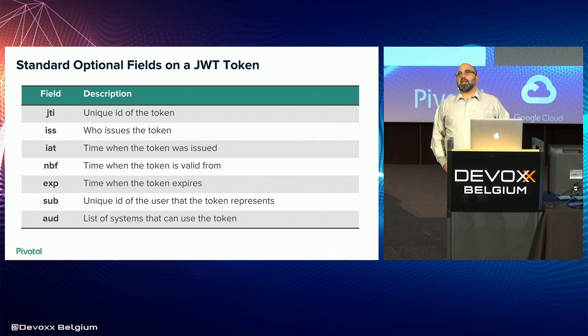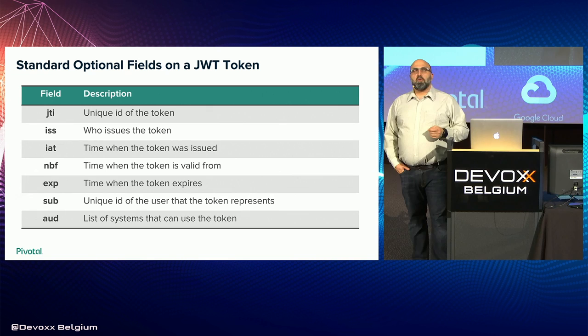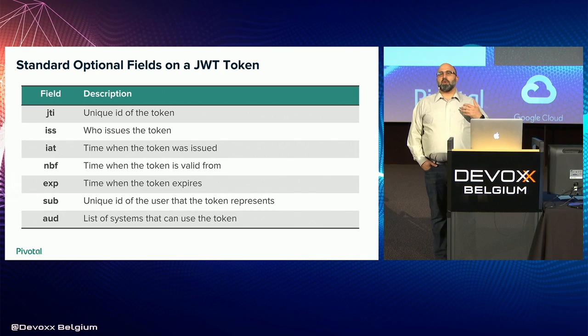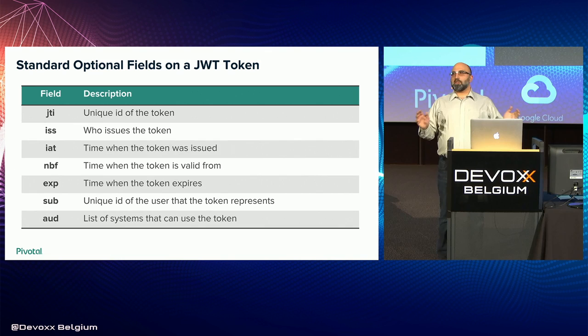And then finally, there's a very important field called audience. Audience is an incredibly important field. I want to talk just a little bit about it. Imagine a situation where you have two APIs. One API is for locating the nearest ATM, and another API is for doing a money transfer. Okay, so you have an application, it gets a token from the OpenID Connect server to call the locate nearest ATM. So you have a perfectly valid token.